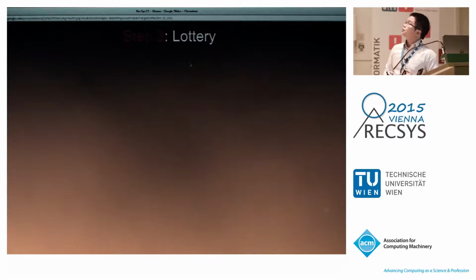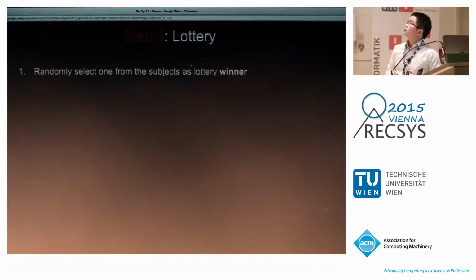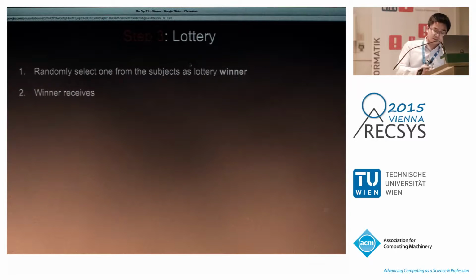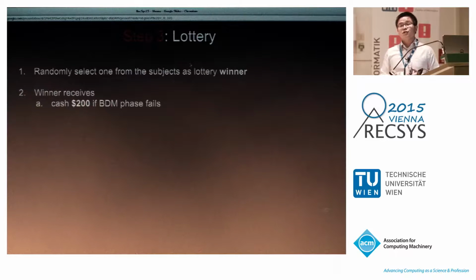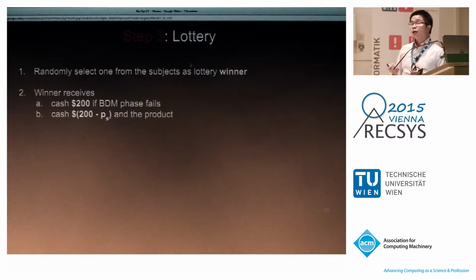So step 3, lottery. We will run a lottery of $200 cash when the total number of subjects reaches 200. The winner of the lottery will receive $200 cash if he or she fails the BDM bidding step, or he or she will receive the product at the system price plus the remaining cash.